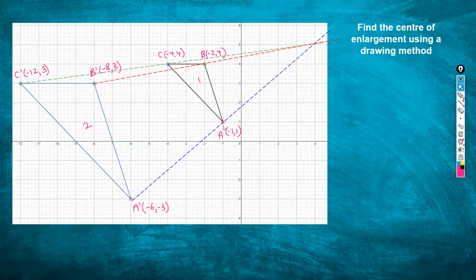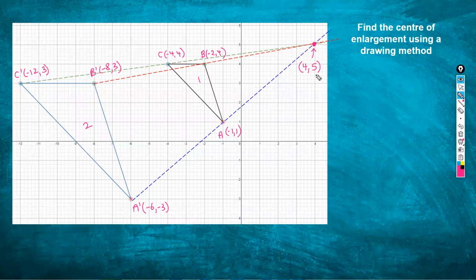And you notice all 3 lines come together at a common point. All of them intersect at one point. You just need to read off the coordinates, which is 4, 5. That's the center of enlargement. That is where the laser was being shot from, right?